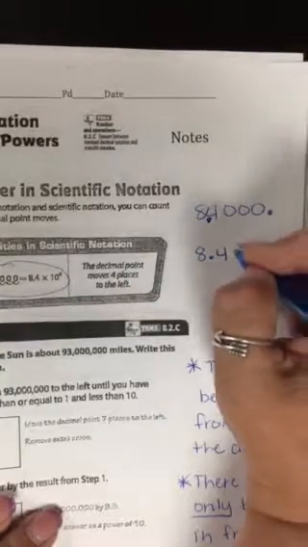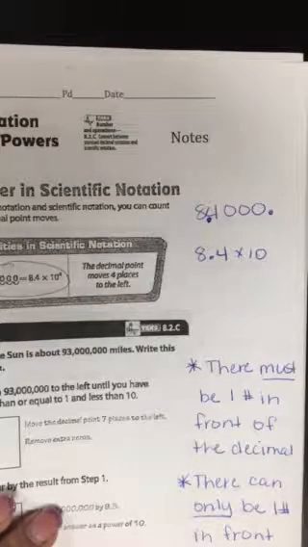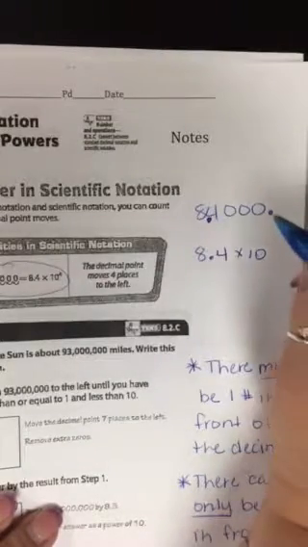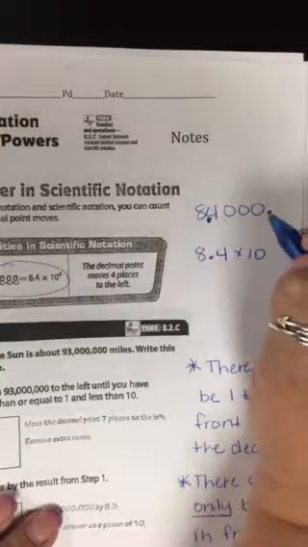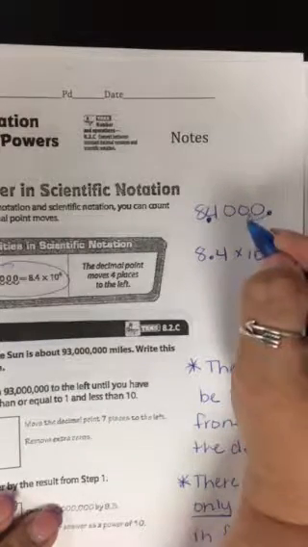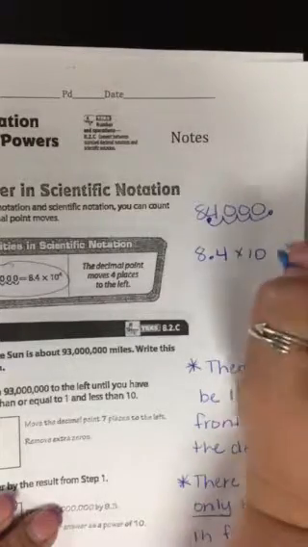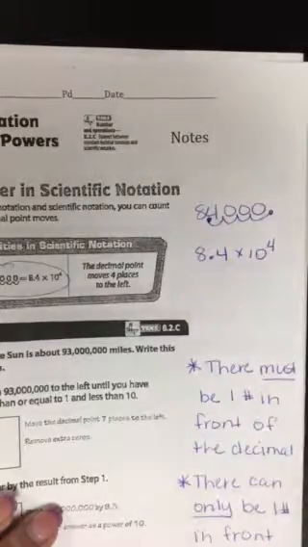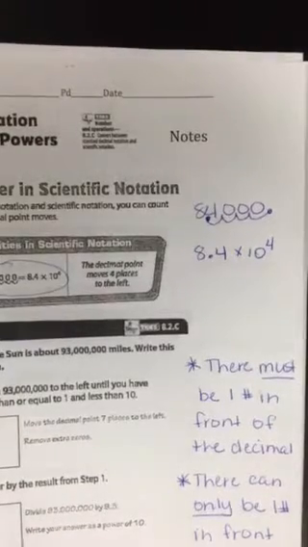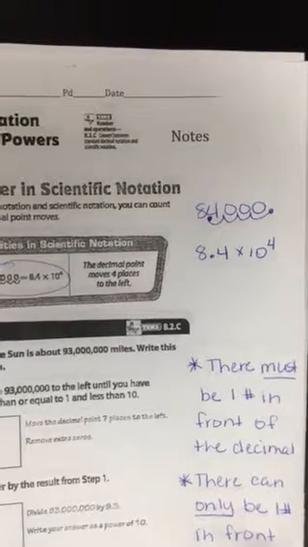Okay? Then I'm going to write times 10. Scientific notation is always going to have a times 10. And now we have to find our exponent. To find the exponent, I need to know how many times I moved this decimal to get from here to here. So I'm going to count 1, 2, 3, 4. I moved it 4 times. So I'm going to say 8.4 times 10 to the 4th. And that would be how we change our number into scientific notation. That's how you learned it in elementary school.